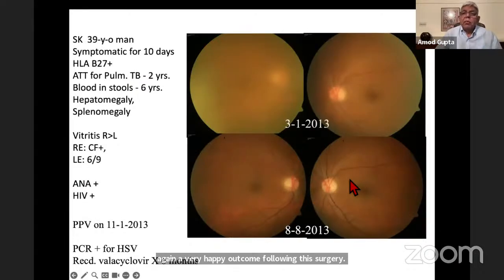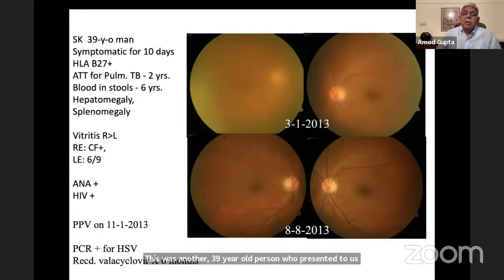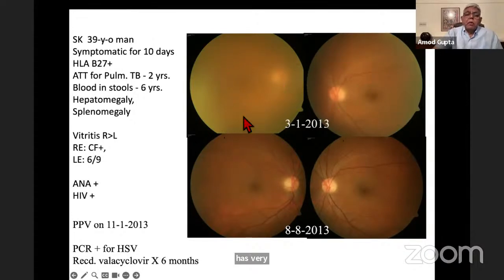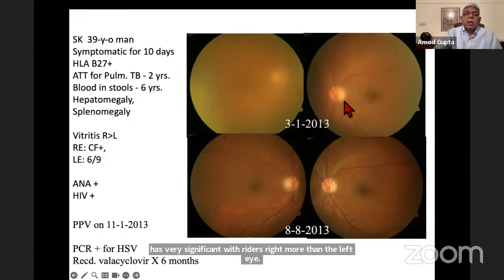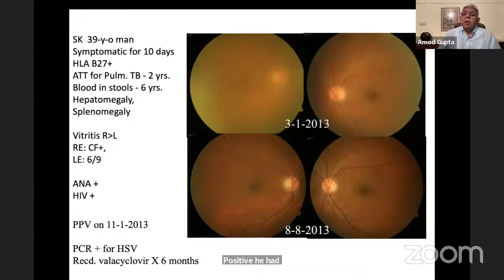This was another 39-year-old person who presented to us symptomatic for 10 days in the right eye, with very significant vitritis, right more than left. The visual acuity was reduced to counting fingers in the right eye and 6/9 in the left. Interestingly, he was HLA-B27 positive. He had received anti-TB drugs 2 years ago. He had passed blood in stool 6 years back. He had hepatomegaly and splenomegaly. ANA was positive, and lo and behold, his HIV was also positive.